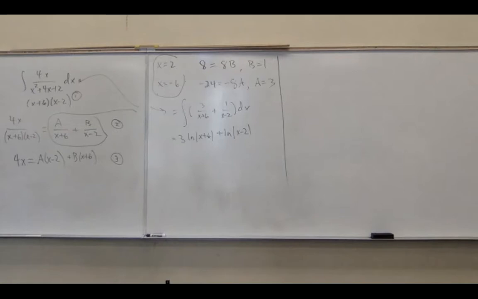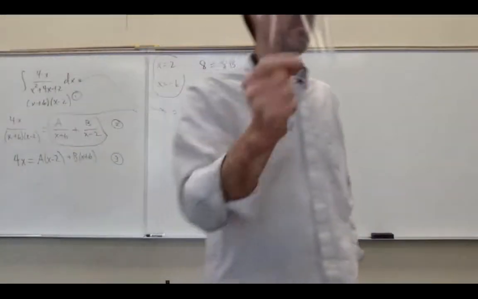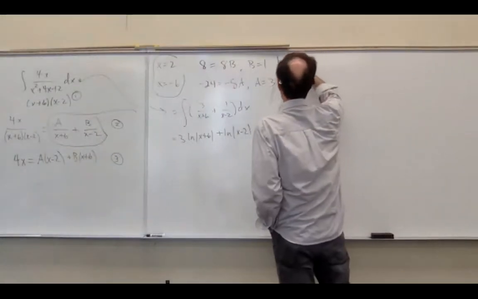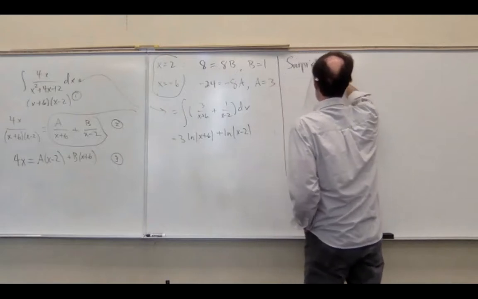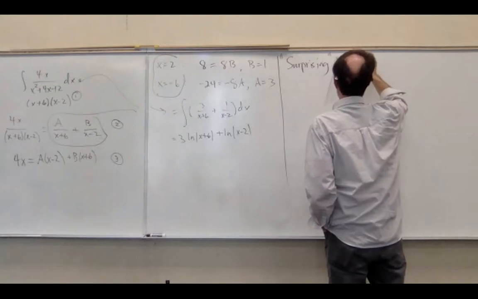Is it proper? Is it improper? If it's improper, long divide. And if we need to, then we can use our technique, our 3 cases, right? Depending on the factored denominator. So here's one of them. I'll call this surprising rational functions, because it doesn't look like one to start with.